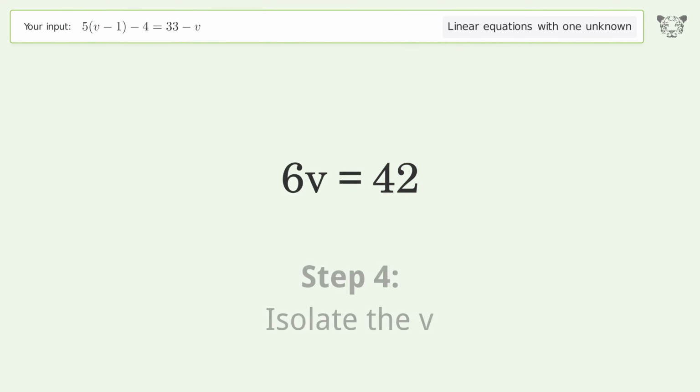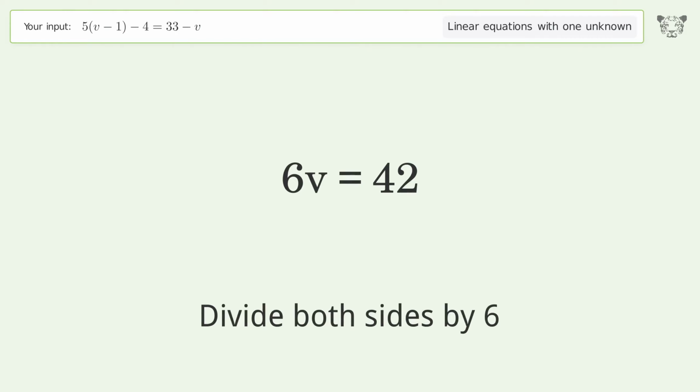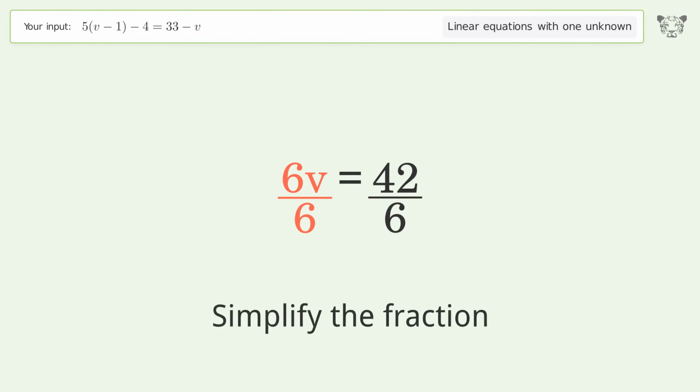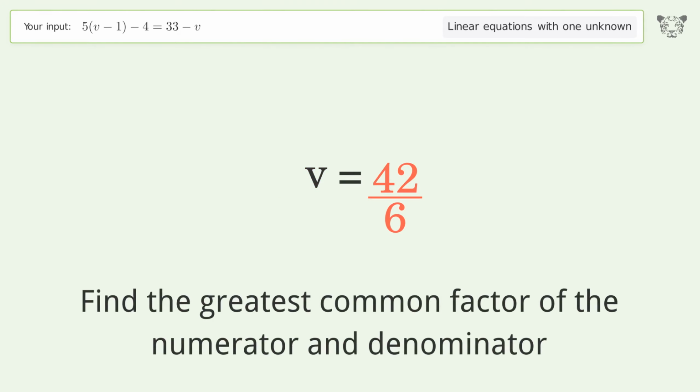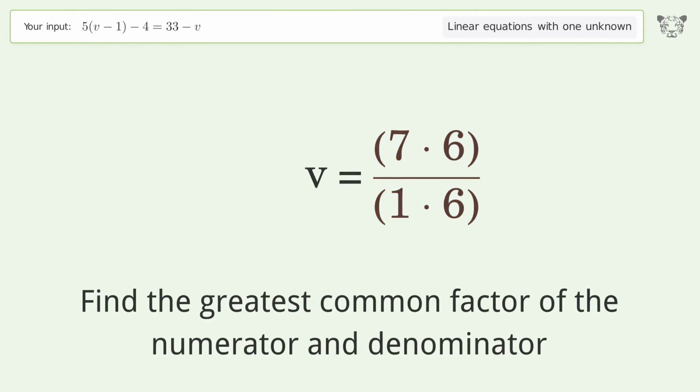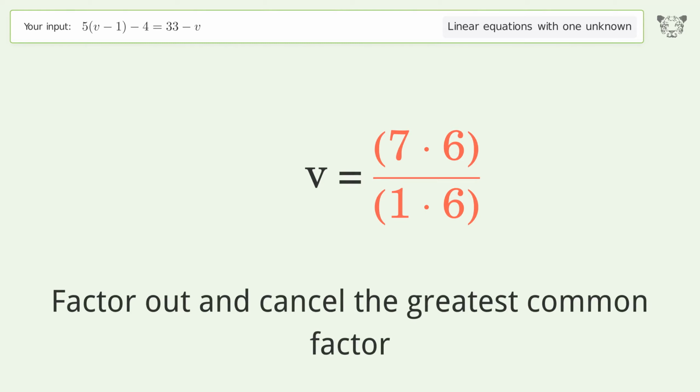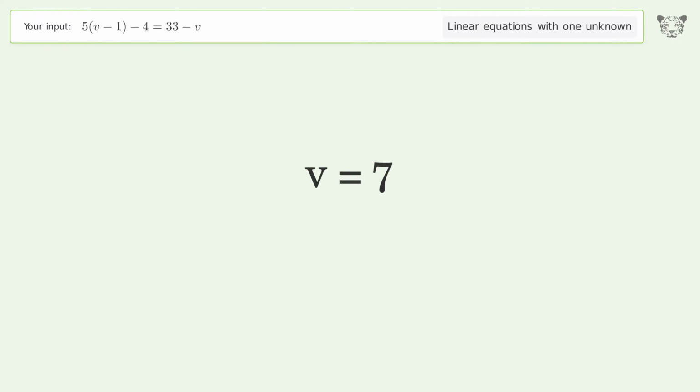Isolate the v. Divide both sides by 6. Simplify the fraction. Find the greatest common factor of the numerator and denominator. Factor out and cancel the greatest common factor. And so the final result is v equals 7.